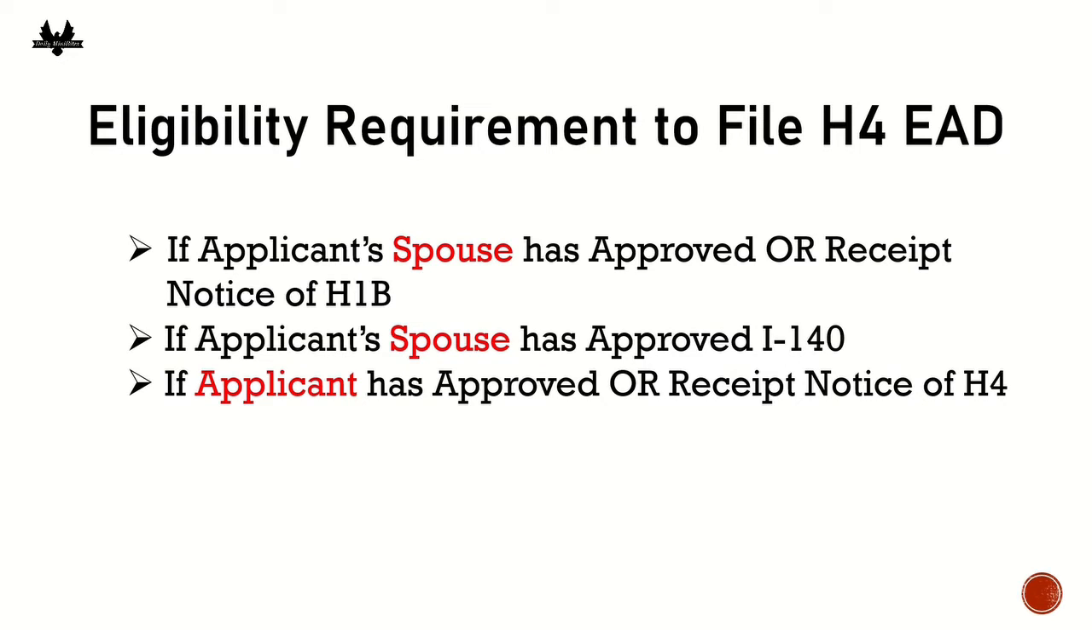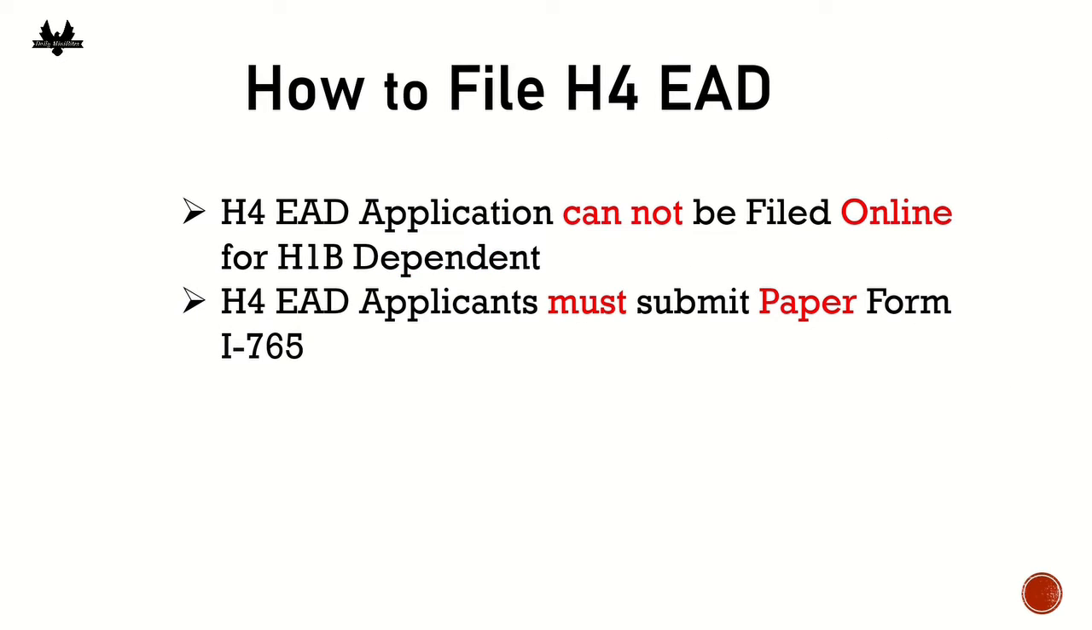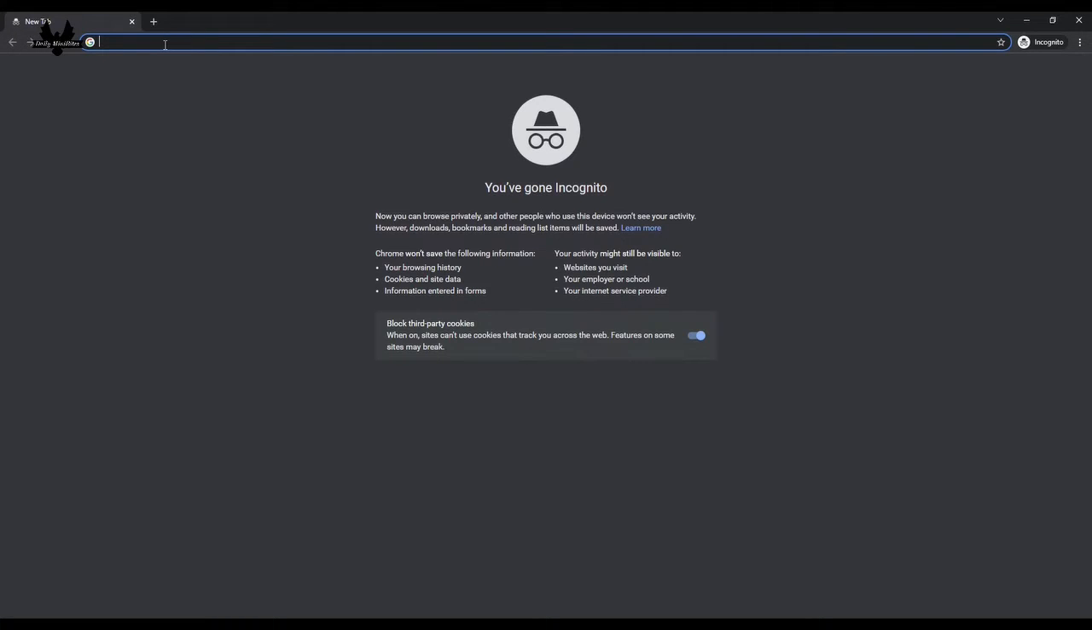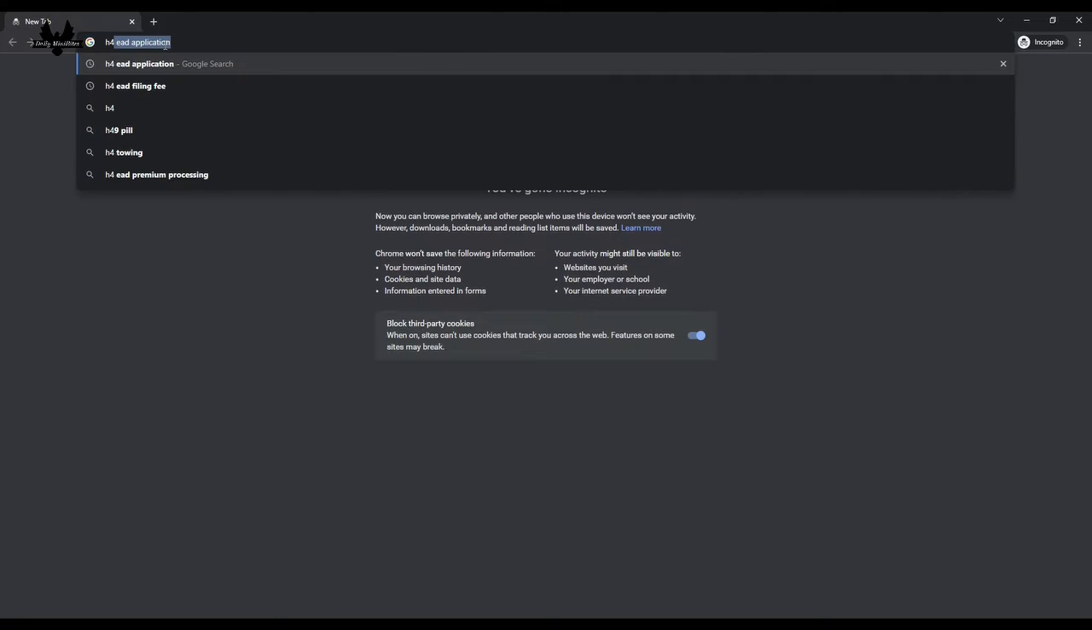Some of you may not have an H4 approval or receipt notice, but you may have an H4 visa stamped on your passport, and that is enough to apply for H4 EAD. Then let's take a look at how to file H4 EAD. H4 EAD application cannot be filed online for an H1B dependent. H4 EAD application must be submitted on paper form I-765. Let's look at how to fill the I-765 form.